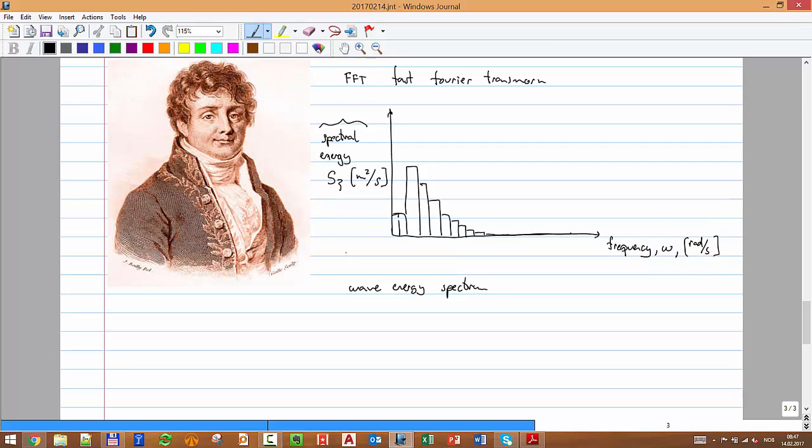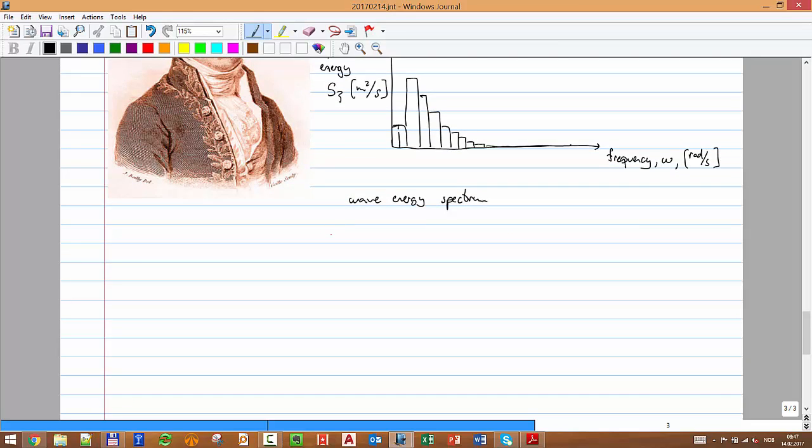And some formulas that are typically used for the spectrum.